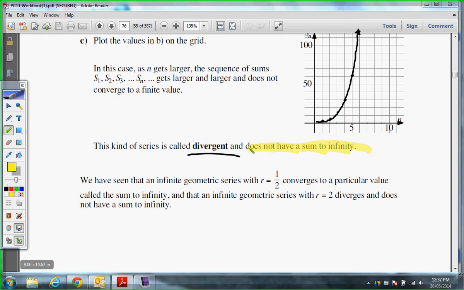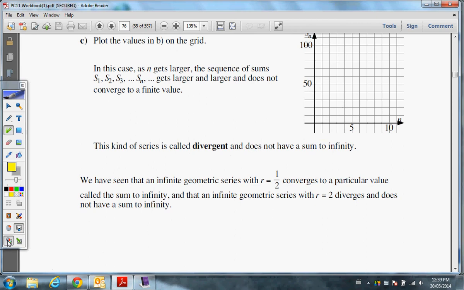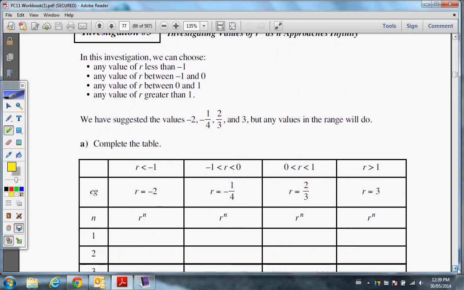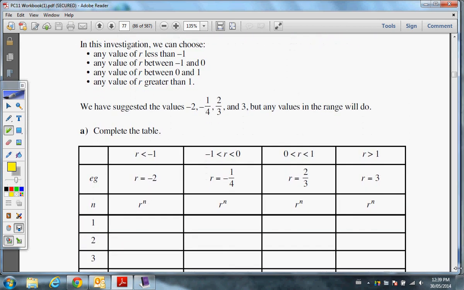Okay, so what we're going to do now is look at the other possibilities and see if we can make an assumption or make the rule of what converges and what diverges. Anybody want to make a guess? What diverges, what converges, you think? Converges if it's a number between 1 and 0. That's correct, yeah.